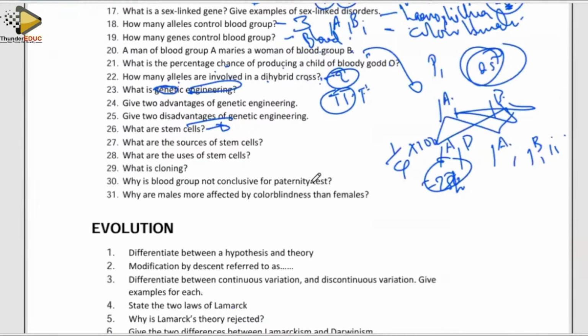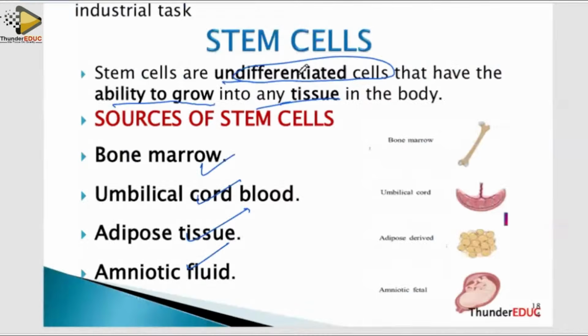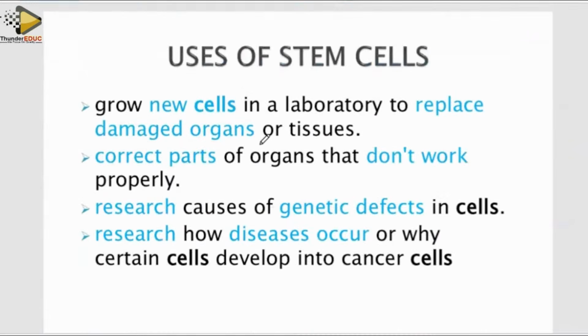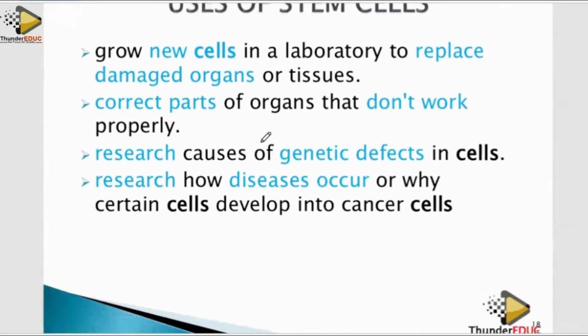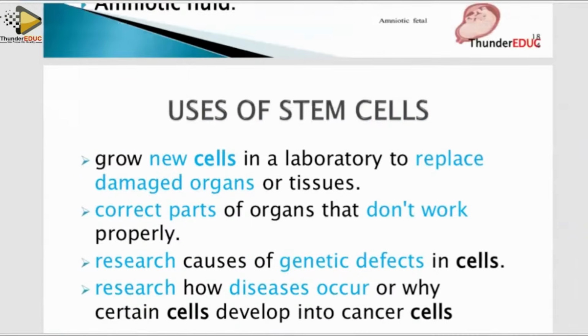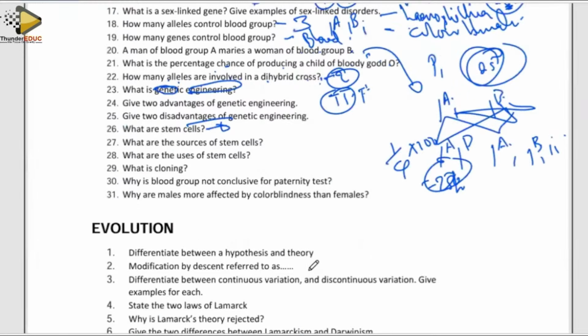What are the sources of stem cells? The sources of stem cells, we have seen them. What are the uses of stem cells? They are very good in research, for making new cells. They are also good for replacing cells which are damaged, such as cancerous cells. Stem cells help us. So please don't go to the paper without knowing these stem cells.